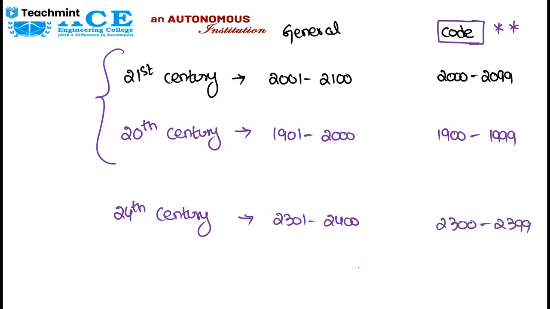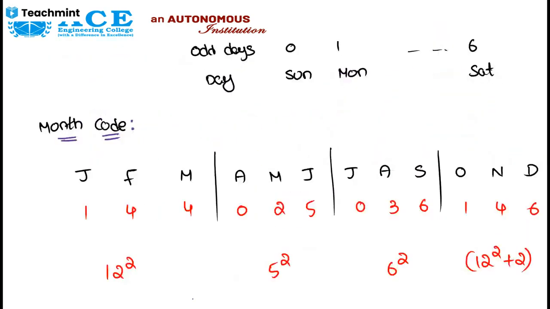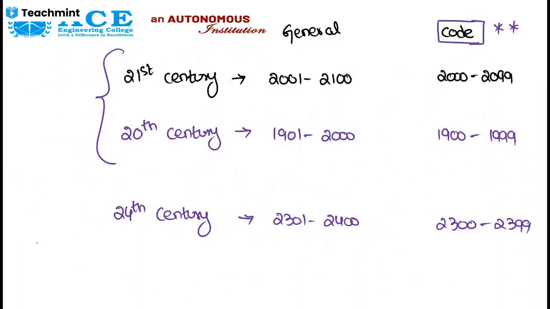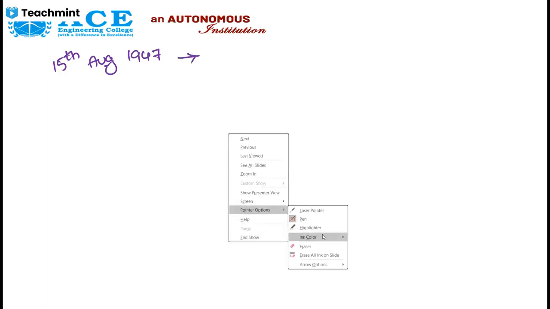Okay, now century code, month code, everything in-depth analysis is given, right? Now we'll go with one example which everyone knows, our Independence Day, right? So 15th August 1947, what day is it? I hope everyone knows, it's a Friday. 15th August 1947 is Friday.